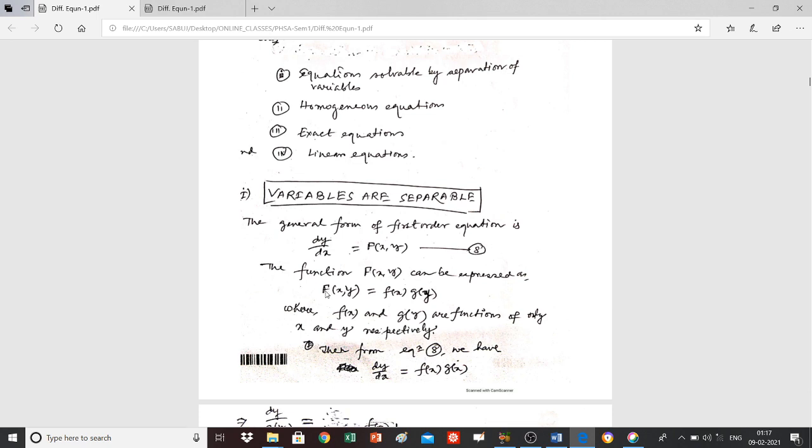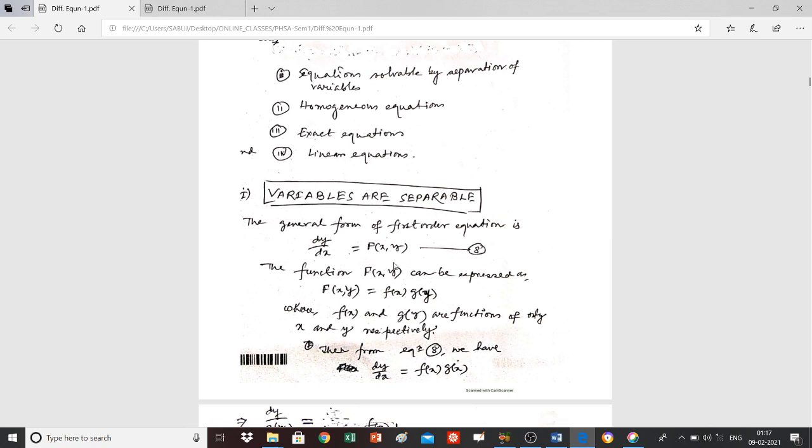Say f(x,y) is written as small f(x) and g(y). That is, f(x) is only a function of x and g is a function of exclusively y. And if f(x,y) can then be written as the product of these two separated functions, that is, you can write f(x,y) is equal to f(x) into g(y). In this case, the variables x and y are separated.